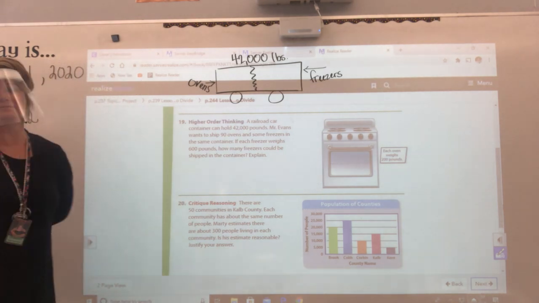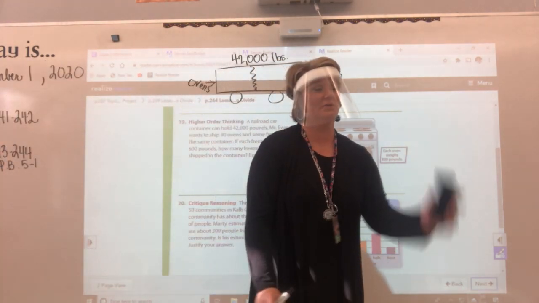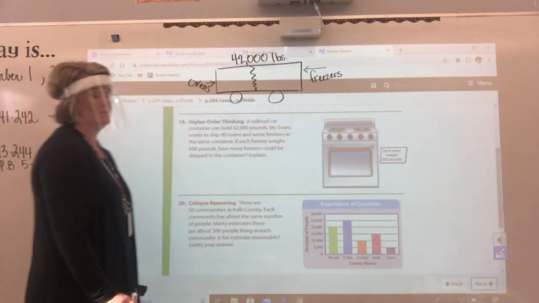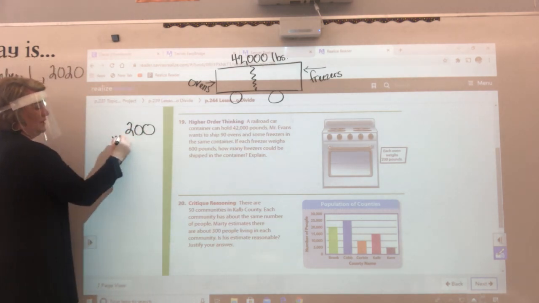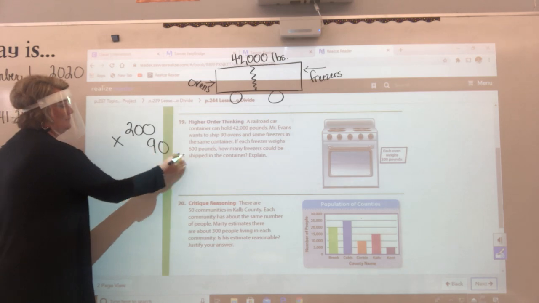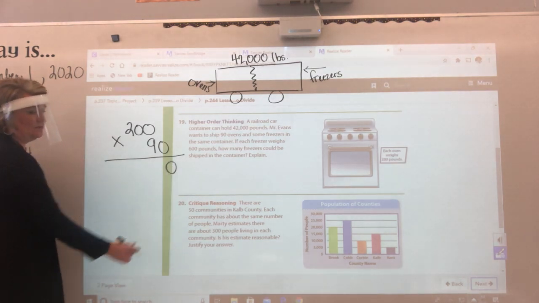This one weighs 200. This one weighs 200. This one weighs 200. You were right from the beginning. 200 times. Okay, here's the first thing we've got to do. We've got to figure out how much the ovens weigh. So 200 times 90. That's the first thing we're going to do. And of course, I'm letting my 0 hang off, and I'm going to bring that 0 straight down.